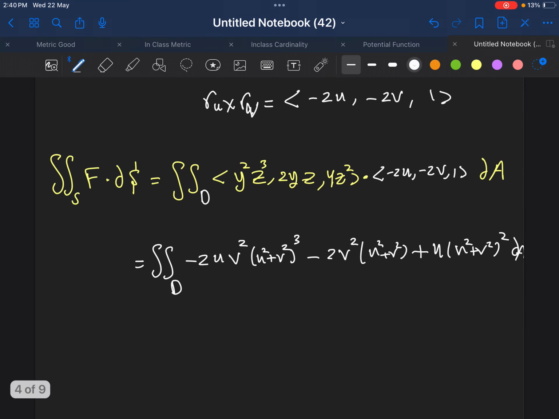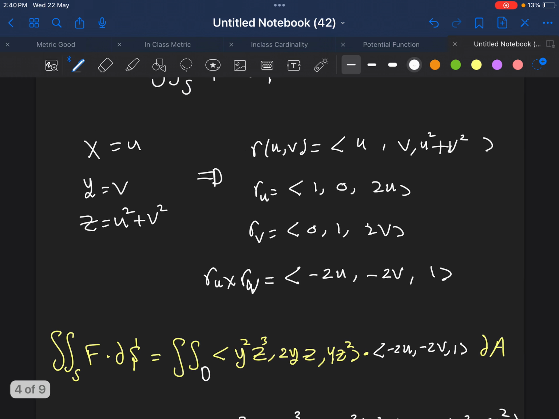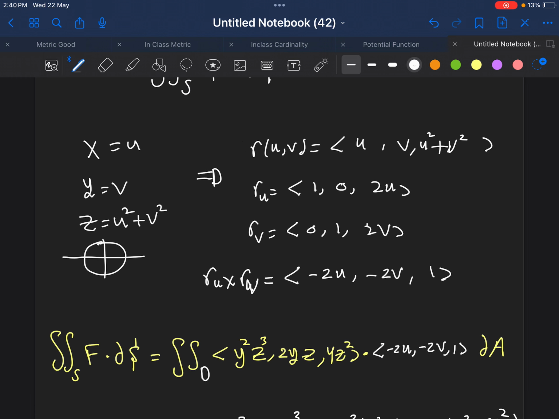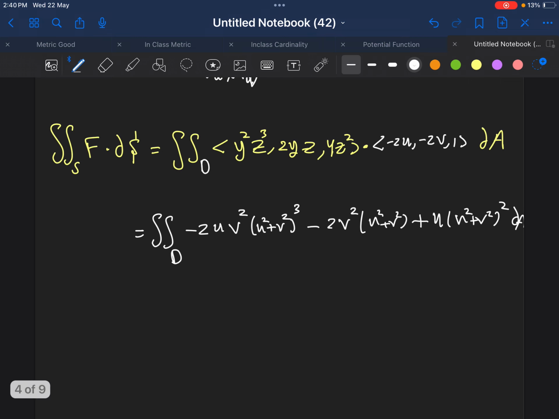dA. Of course, if I look at the region of the domain of r_u and r_v, it is a circle of radius 3, because the top is where u squared plus v squared equals z and z equals 9, so it's a circle of radius 3. I will shift to polar coordinates.